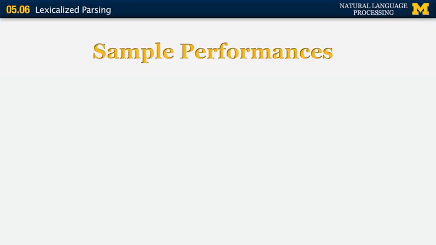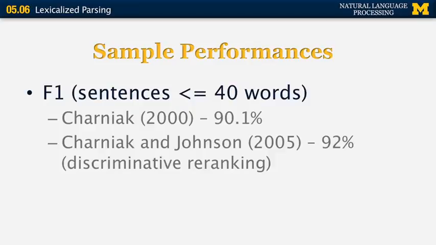One thing that you may be wondering is how well do parsers work? Well, here's some examples. The F1 measure computed on sentences that are 40 words or less. This is a standard evaluation metric for statistical parsers. Here's some statistics. The ballpark is in the low 90s. So the earliest parser that I'm going to show here is the Charniak parser from 2000. This one achieves 90.1% F1.